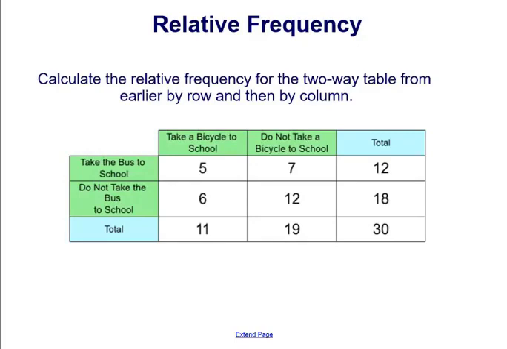So here we have our two-way table, and we want to calculate the relative frequency for this two-way table. From earlier, this was our example where we were comparing students who took the bus and rode their bicycle to school versus students that took both, or didn't take either, or one or the other. But we're going to, again, calculate the relative frequency. We're first going to do it by row and then by column.